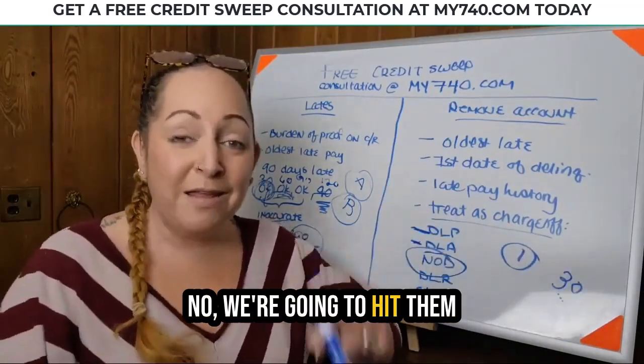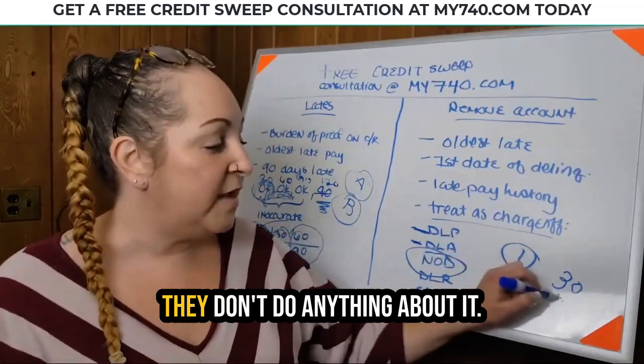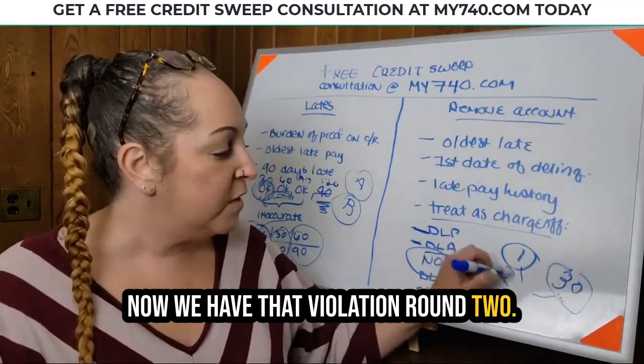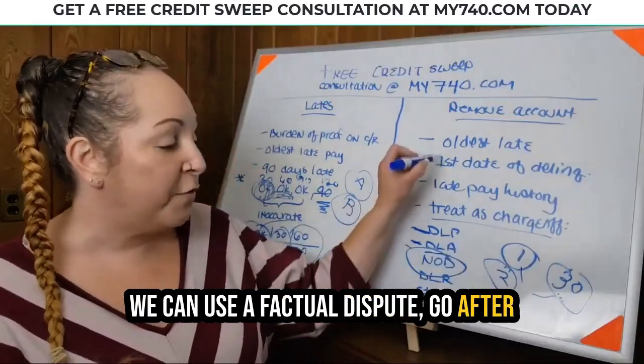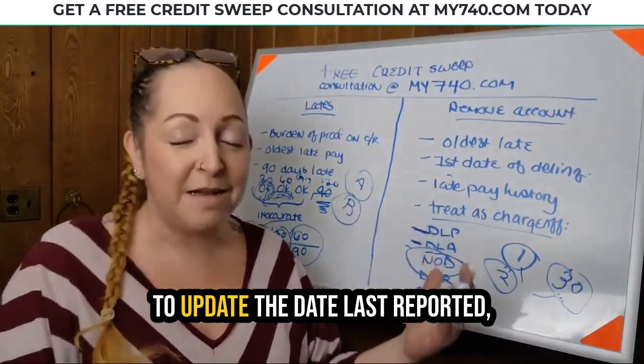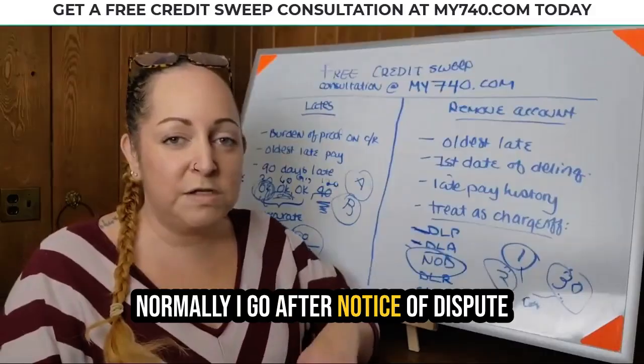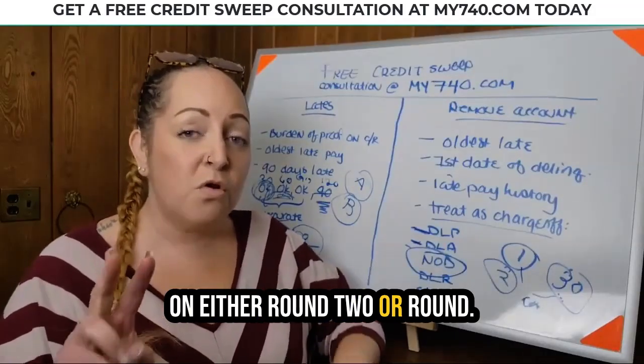No, we're going to hit them with that when we send it. They don't do anything about it. They didn't enter it. Now we have that violation. Round two, we can use a factual dispute, go after the payment history, the failure to update the date last reported, or go after the notice of dispute. Normally, I go after notice of dispute on either round 2 or round 3.